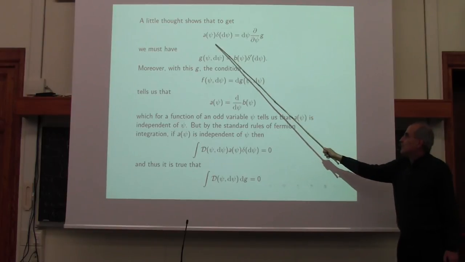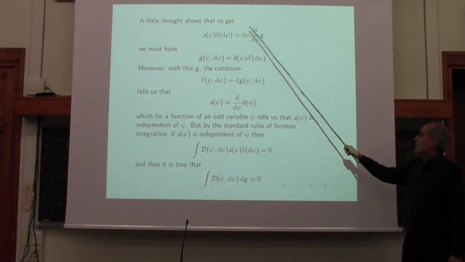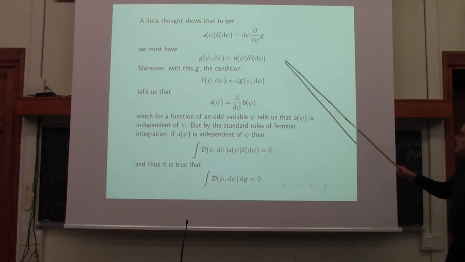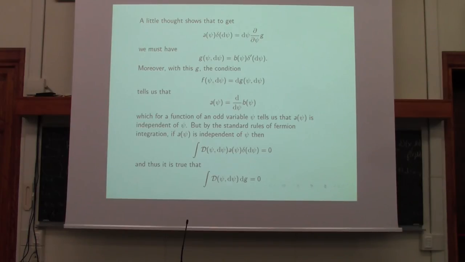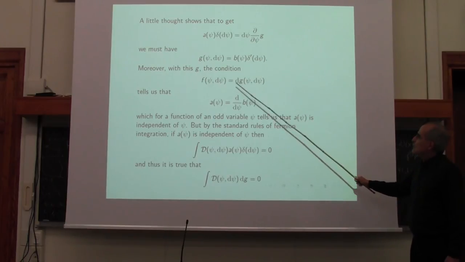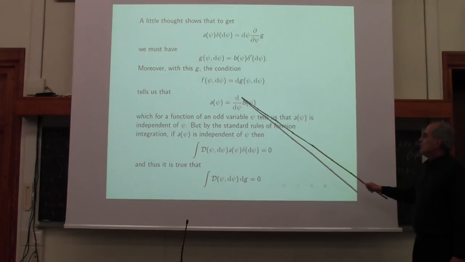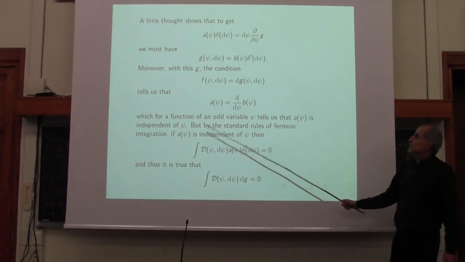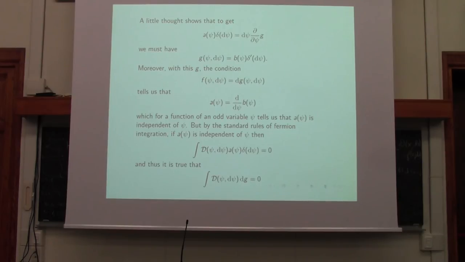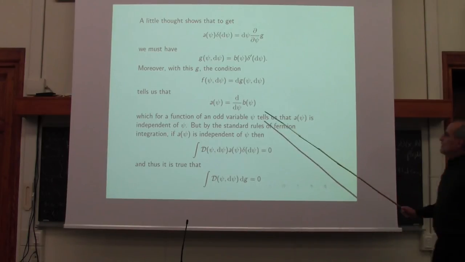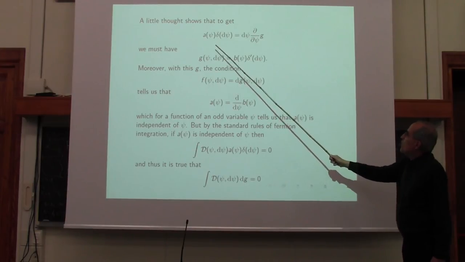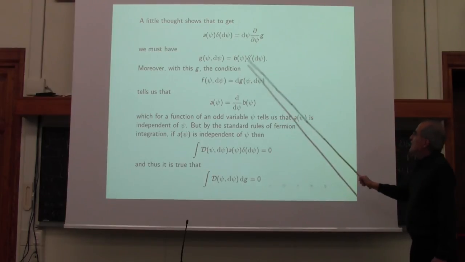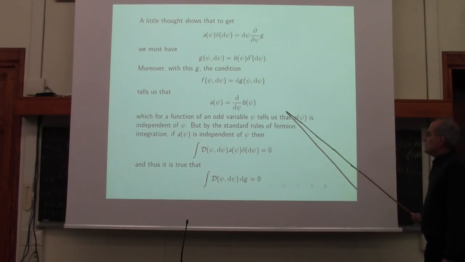So if you want a of psi times the delta function to be d, which means d psi times d by d psi, acting on g, then g should be b of psi times delta prime of d psi. And then it will be true that f is dg if it's also true that a is d by d psi of b of psi. But since psi is an odd variable, for a single odd variable, b of psi is linear in psi, so its derivative is constant. So the condition that a times delta of d psi is exact will tell us that a is independent of psi.